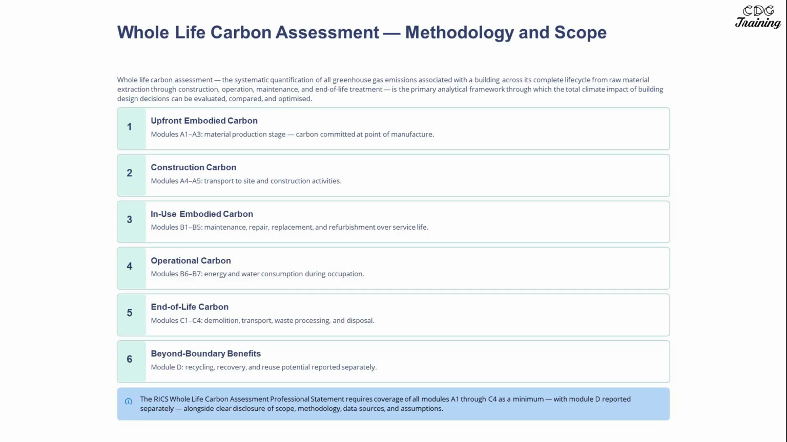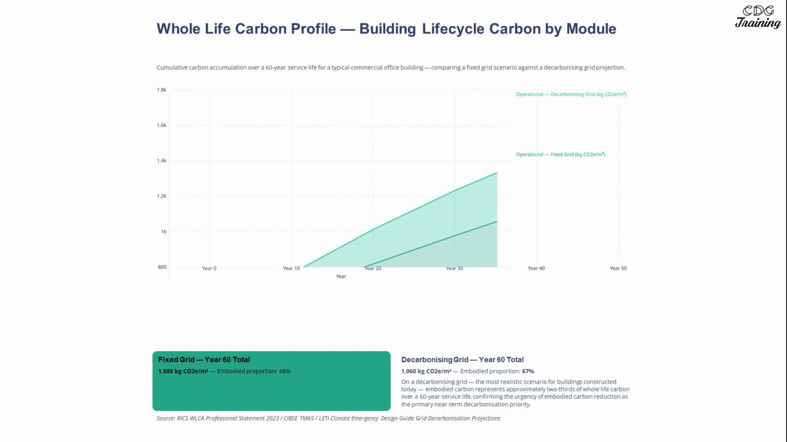Whole life carbon assessment quantifies greenhouse gas emissions across a building's life cycle. It includes upfront, construction, in-use, operational, end-of-life carbon, and beyond boundary benefits, providing a comprehensive view of a building's carbon footprint. This graph illustrates the cumulative carbon accumulation over a building's life cycle. It compares fixed and decarbonizing grid scenarios, highlighting the impact of operational and embodied carbon on overall emissions.